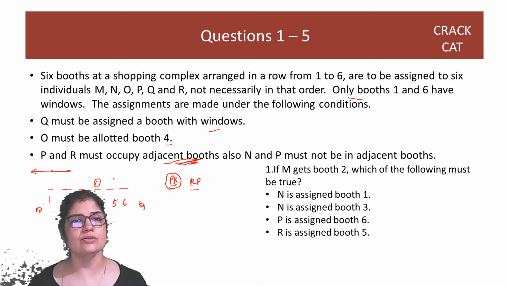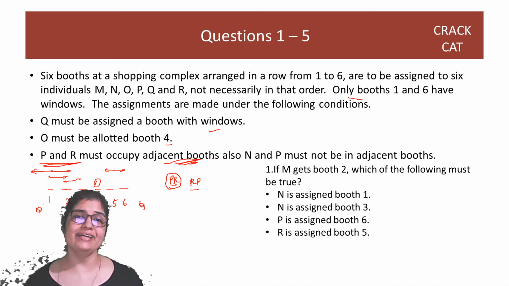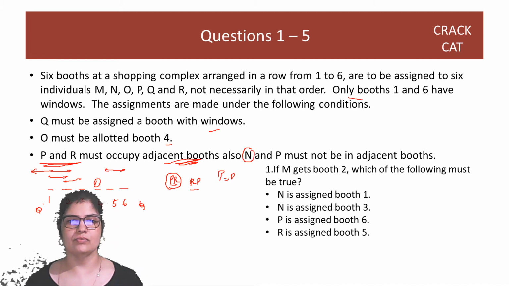So the first thing is, you have to say that P and R can come here in 5 and 6, or they can come in 1 and 2, or they can come in 2 and 3. So these are the major constraint. P and R, they are the major constraint, guys. If I didn't have this condition, I would say that P is equal to R, and whatever works for P works for R. So it will help us in eliminating options. It is not going to help us right now because there is a distinction made between P and R by saying that N and P cannot be in adjacent booths. Okay. So let's solve the first question.